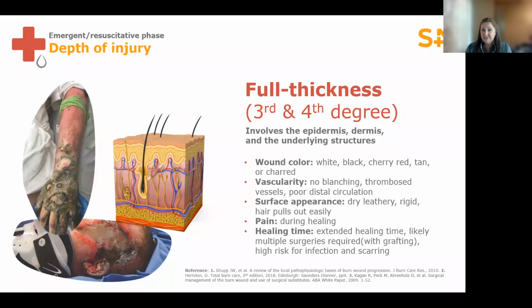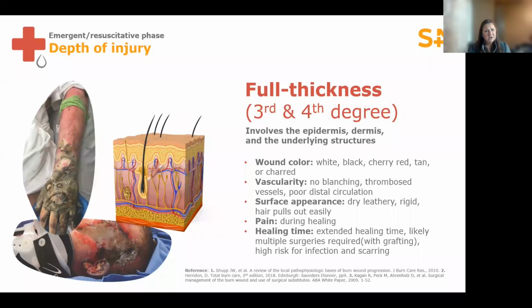Poor to no distal circulation. This is where we're concerned about compartment syndrome. It can be dry and leathery, rigid. When you go to clean, if there's hair there, it easily wipes away. There is quite a bit of pain because we have other things going on. We have surrounding tissue area. We might have sclerotic fasciotomies, and the extended healing time involves multiple surgeries and grafting.